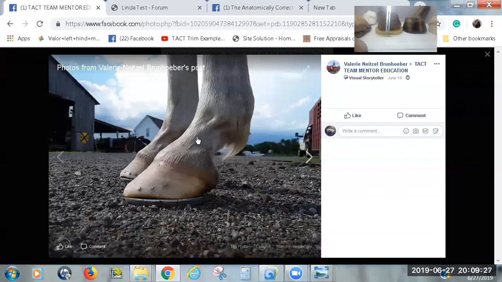And to me, this looks stressed. Oh, I know. That is stress. That's a suspensory, and the pasterns are already going down too far.